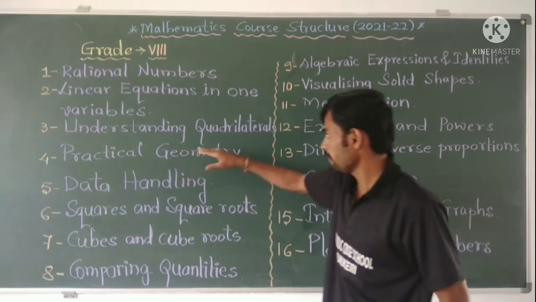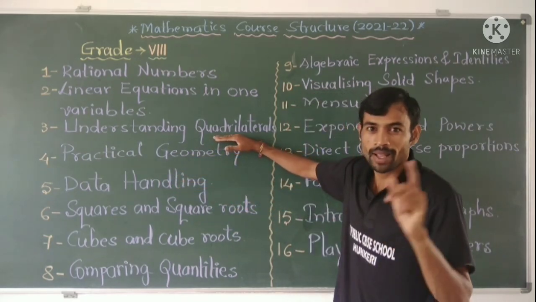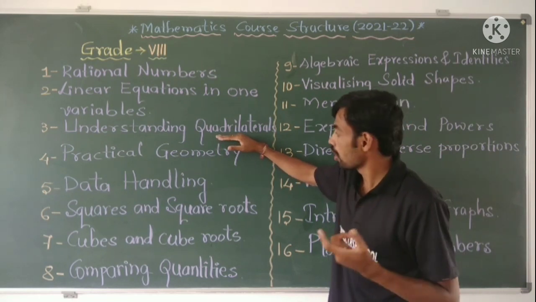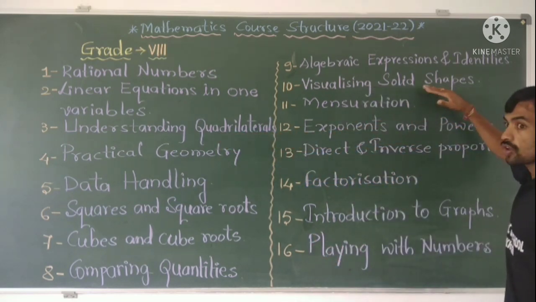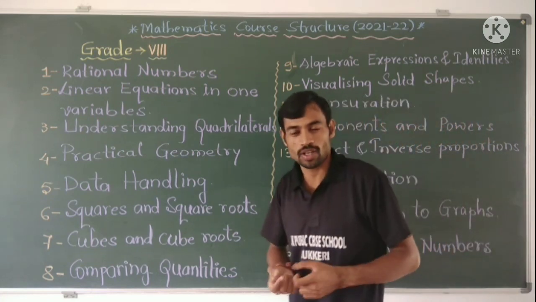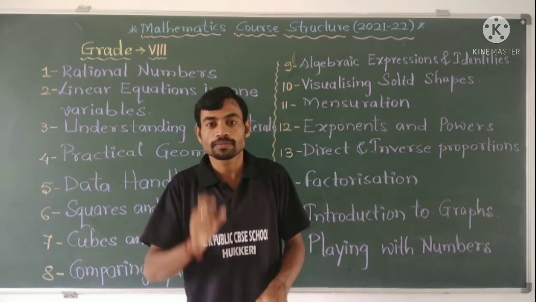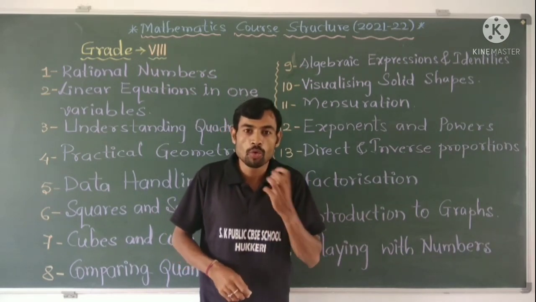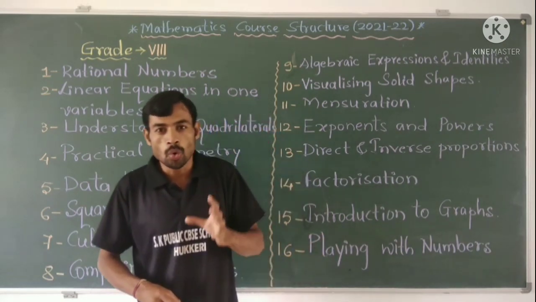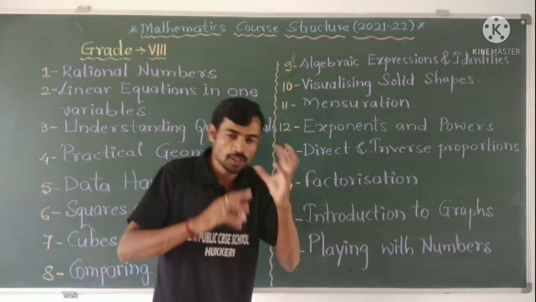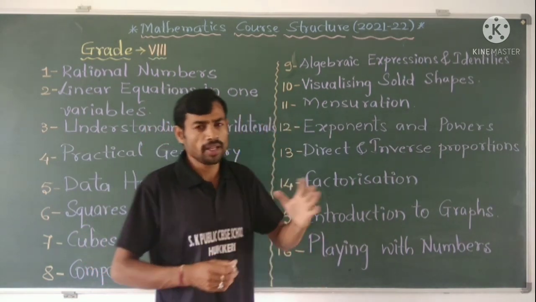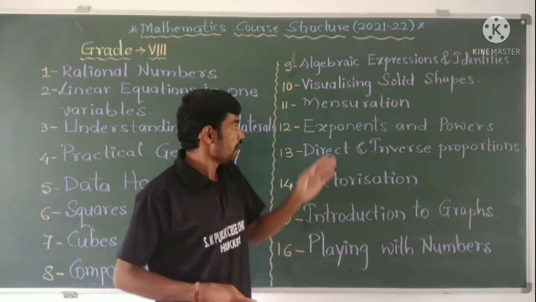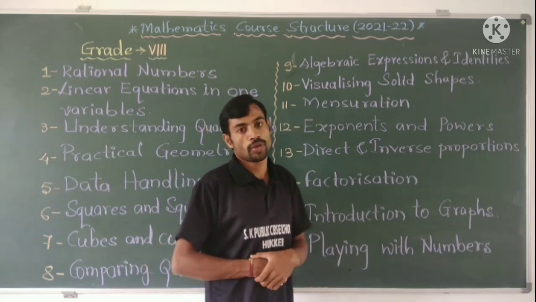Next come to visualizing solid shapes. So here we can say a quadrilateral is a plane figure, a 2-dimensional figure. And here we can see solid shapes. What are those solid shapes? Solid shapes are the 3-dimensional figures: cube, cuboid, cylinder, cone, then sphere, hemisphere. Many examples we can give for solid shapes. Clear?